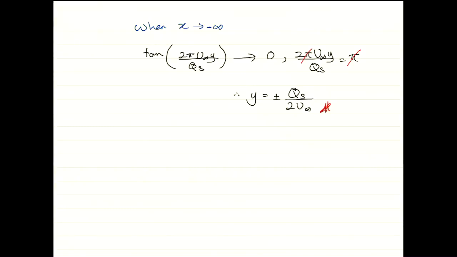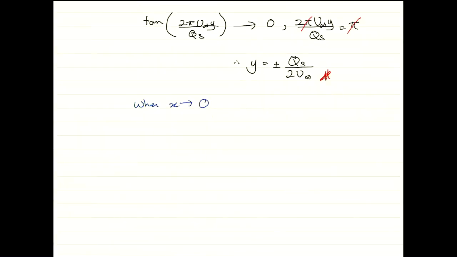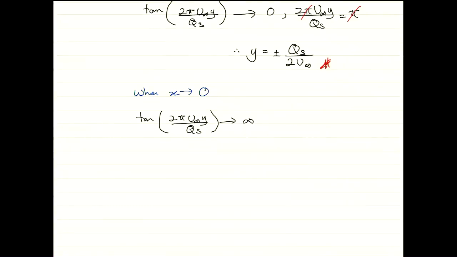Right, so I'm going to speed up a little bit. I'm going to consider the case when x approaches 0. So now tangent 2 pi u infinity y divided by qs, that has to approach infinity, so that the denominator has to approach infinity so that x goes to 0.